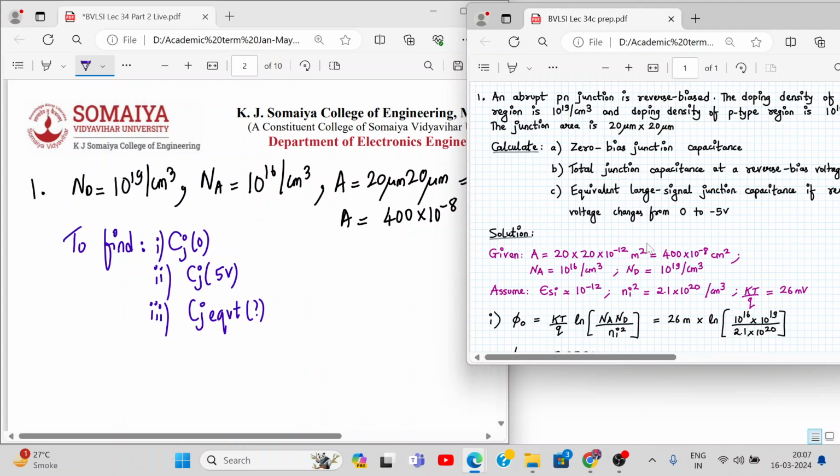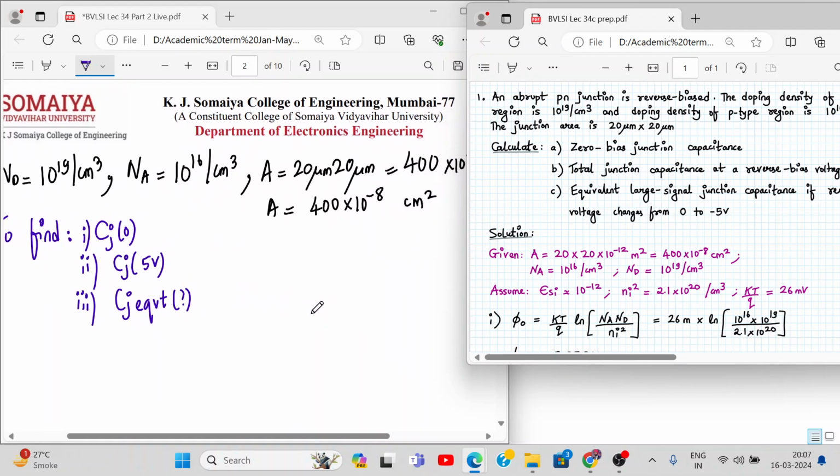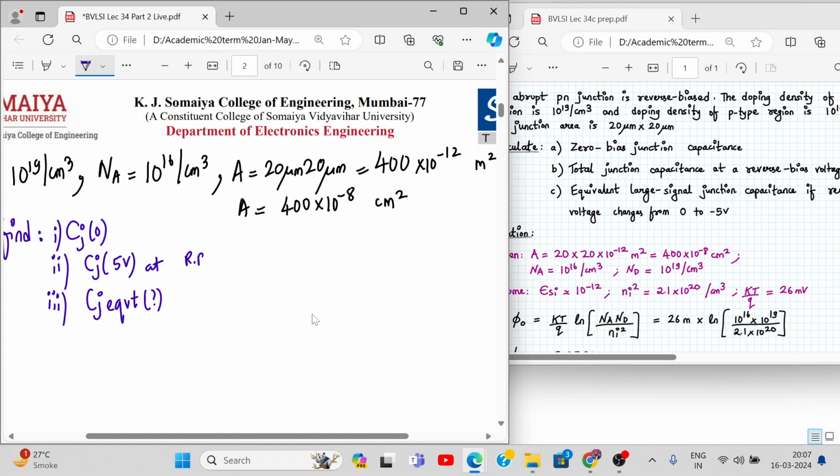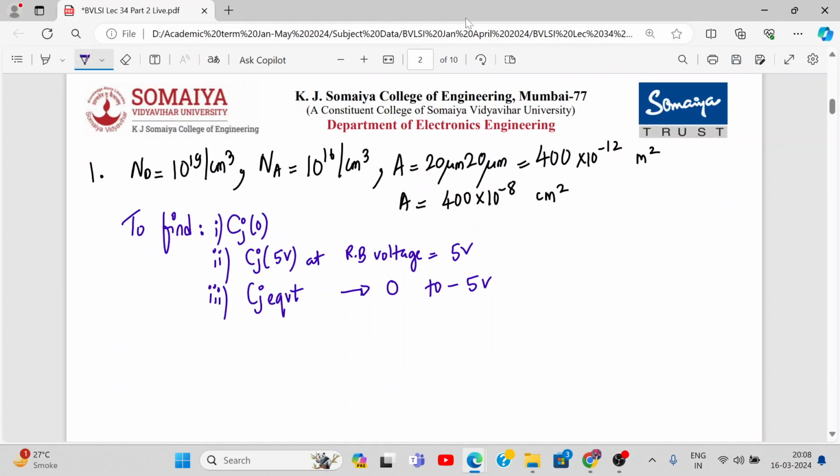So let's start with the numerical. Now this is the given data. So here at reverse voltage, reverse bias voltage is how much over here? 5 volt. So that means minus 5 only. And large signal junction capacitance we have to find out the value, Cj equivalent, when the reverse voltage is changing from 0 to minus 5. So we have written the data over here. Let's concentrate on finding the numerical.